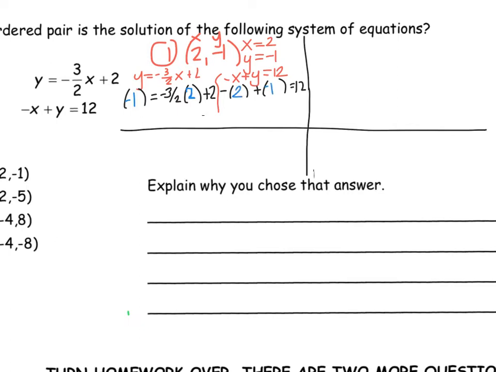So let's figure this out. -1, put this part in your calculator. That cancels out. -3 plus 2 is -1, so it works for this first equation. But is -2 plus -1 equal to 12?